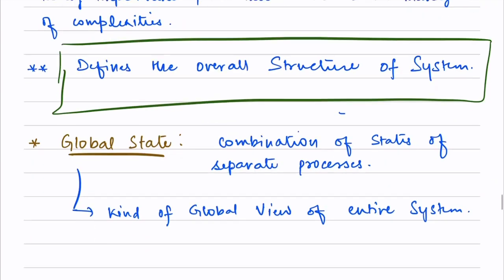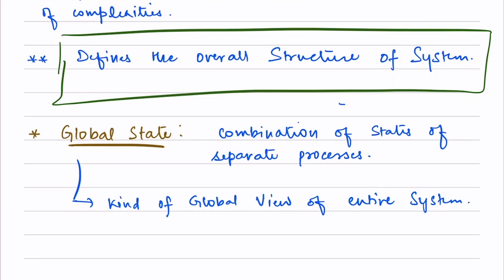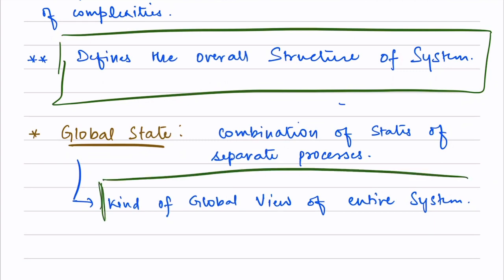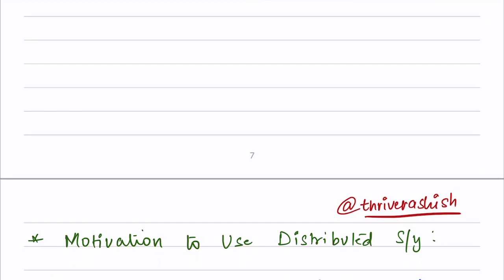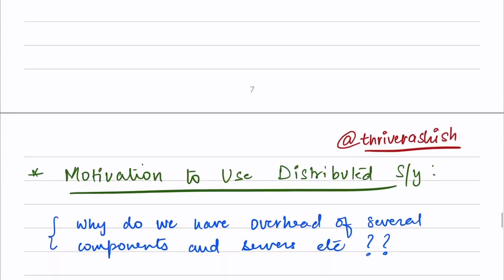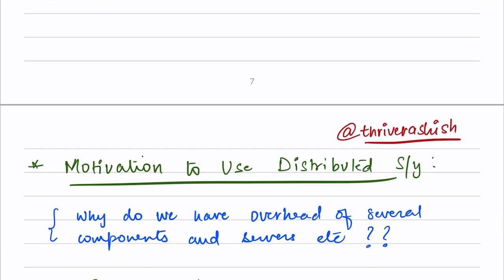So here you can see that it defines the overall structure of the system. Then there is something called global state. Every component will have its own distributed state, but for the system to perform, it should have the global state, and that will be the combination of states of separate processes. You can assume it is a global view of the entire system. So that has to be there. So that's it for the concepts, and let's see what the motivation was to use distributed systems.